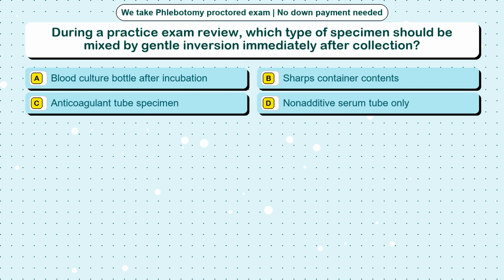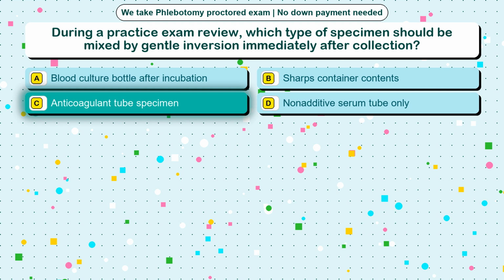Question 15. During a practice exam review, which type of specimen should be mixed by gentle inversion immediately after collection? Option A. Blood culture bottle after incubation. Option B. Sharps container contents. Option C. Anticoagulant tube specimen. Option D. Non-additive serum tube only.